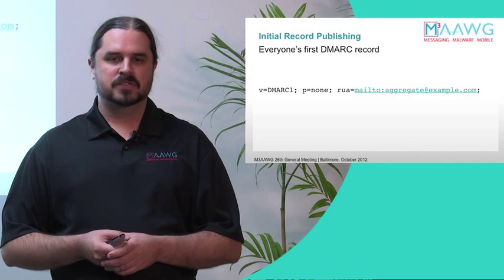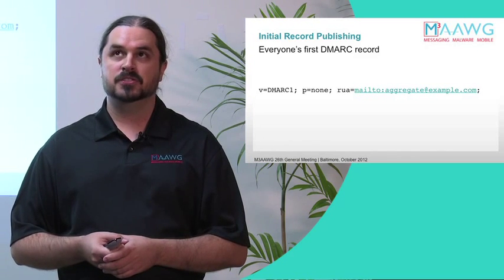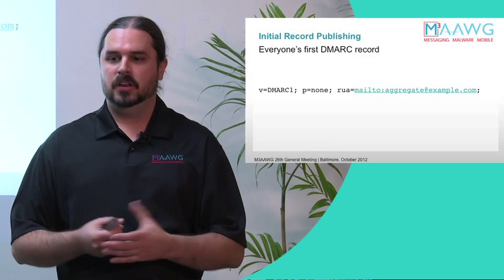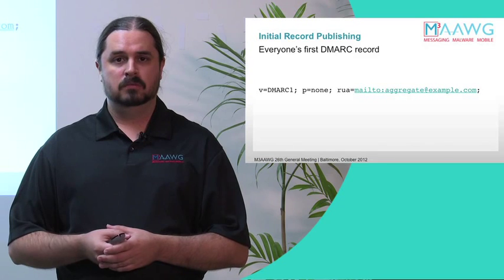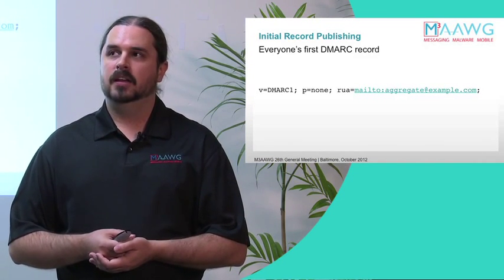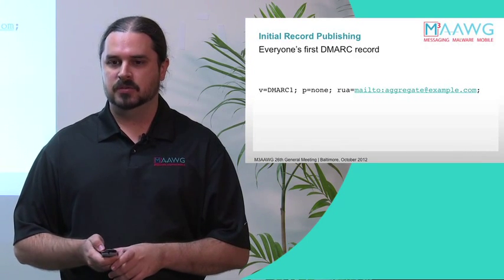And if you're making use of some sort of third-party service or intermediary service to parse your reports for you and provide you data, you would put their address here as well. This is really all that's required to get started as a domain owner. This will get you data. This will get you aggregate reports, and then you can start going through your initial auditing process based on the data that you get.